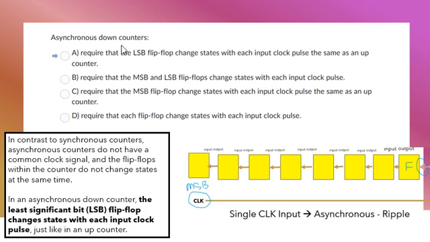So when you think about an asynchronous counter, your clock input is going to go into the first flip-flop, and that is your LSB, the least significant bit. This is your first flip-flop. It's going to change state with each input of your clock.